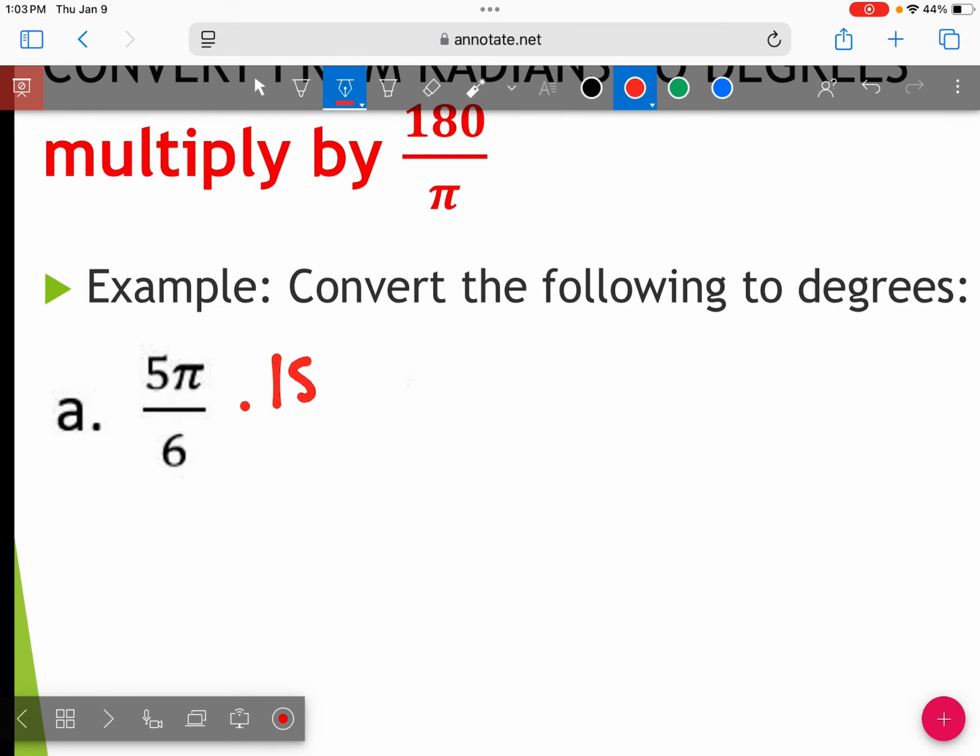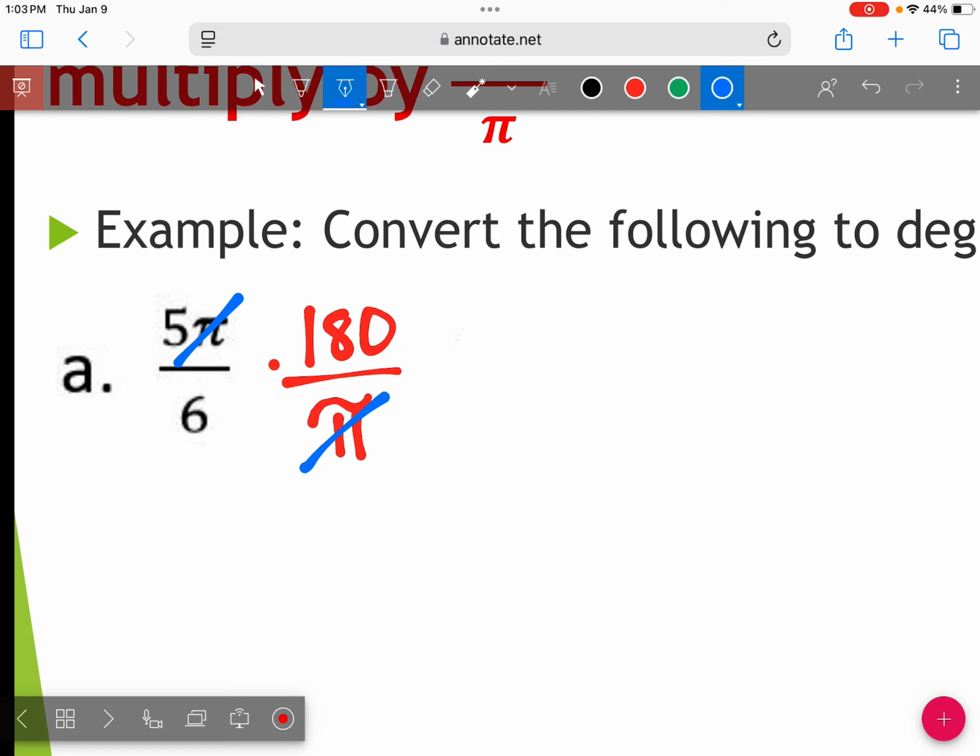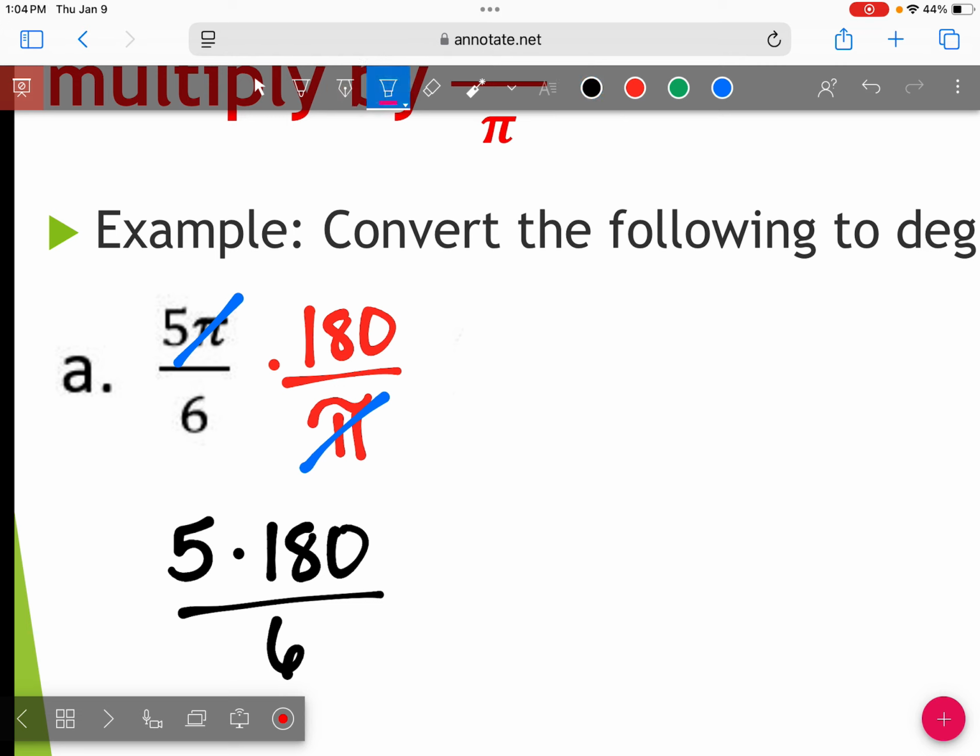Okay, so this is where it is to our advantage. First of all, let me back up. Pi is going to cancel because you have one upstairs and one downstairs. So I'm left with 5 times 180 divided by 6. In this case, it doesn't matter which one you do first. You can multiply first and then divide. But what I notice is that I can easily divide the 6 into 180. How many times does 6 divide into 180?